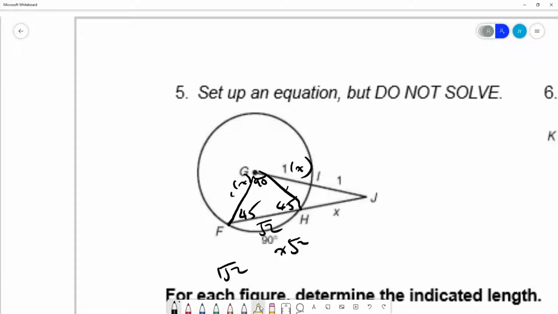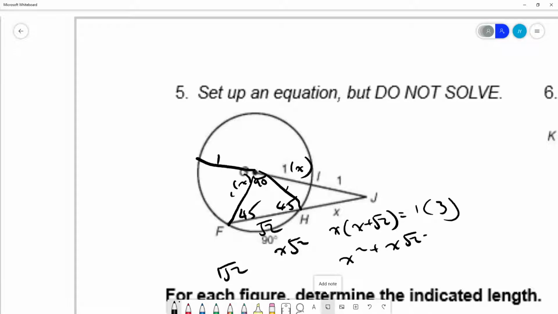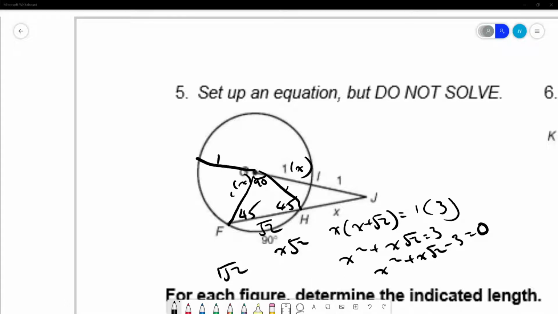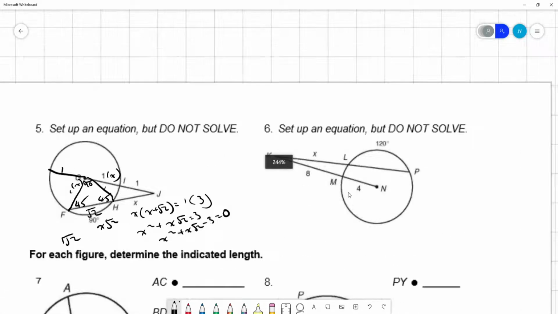Then we can solve this as usual. Bring this to the other side, that equals 1. So 1 is equal to x over x plus root 2. Boom, x squared plus x root 2 is equal to 3. X squared plus x root 2 minus 3 is equal to 0, and that's your equation. Done. So let's go to the last one.